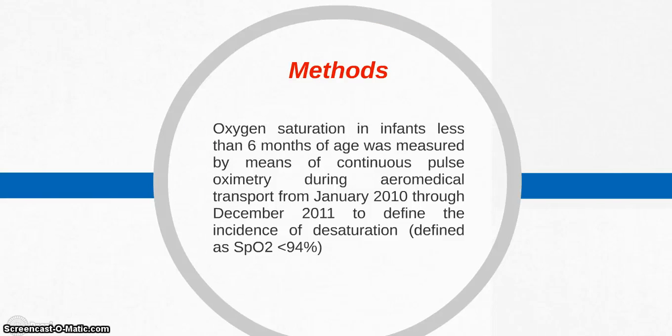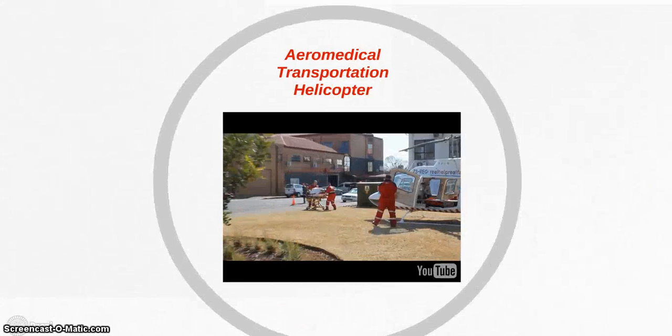Methods. Oxygen saturation in infants less than 6 months of age was measured by means of continuous pulse oximetry during aeromedical transport from January 2010 through December 2011 to define the incidence of desaturation. Aeromedical transportation helicopter.